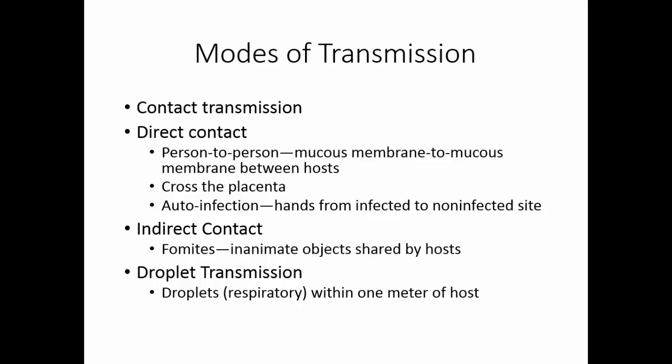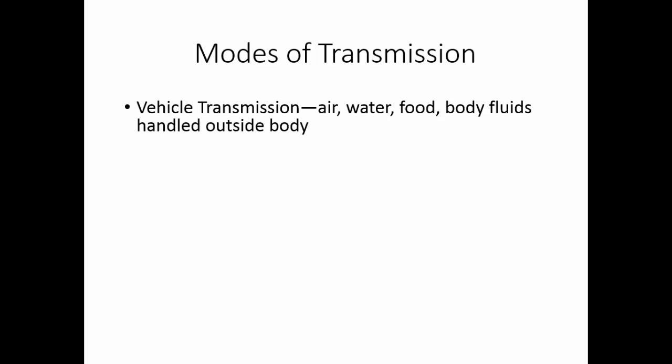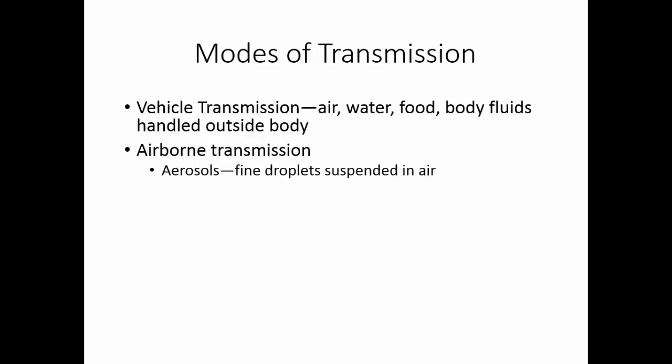And droplet transmission is when droplets, usually from the respiratory system, are picked up within 1 meter of the host. Droplets are usually pretty good sized chunks of stuff. They don't travel very far, and they may settle down on surfaces or on dust particles. Vehicle transmission is when something like air, water, food, body fluids handled outside of the body become the way that the infection is transmitted.